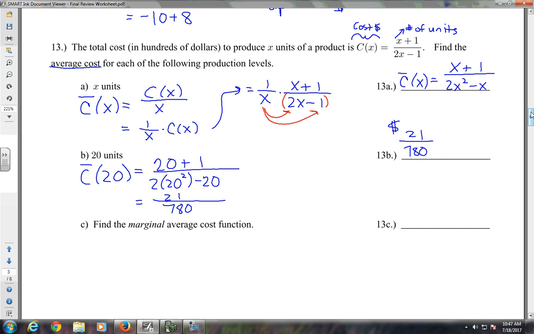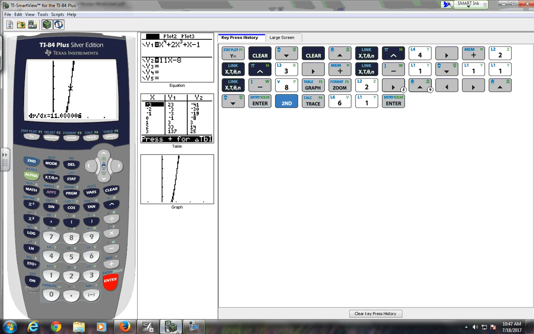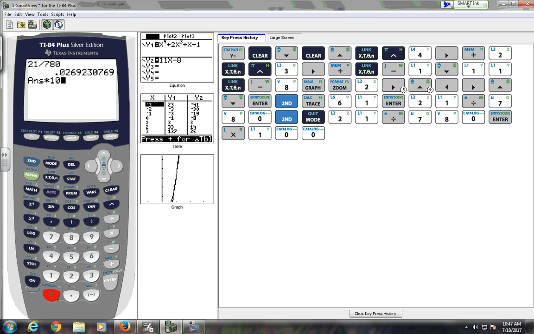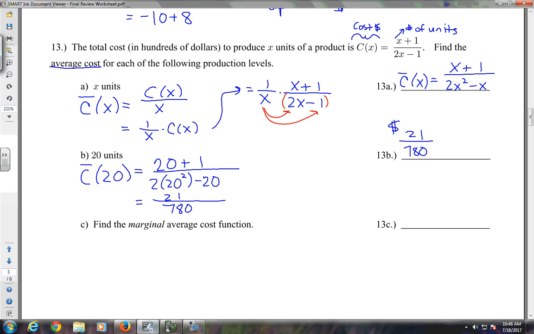And that was dollars. You could certainly approximate that. 21 divided by 780. And then remember, this was in hundreds of dollars. So if you wanted to approximate it, 269, that would be a-okay. And this is per unit.